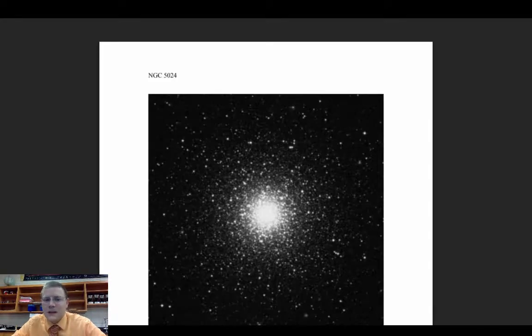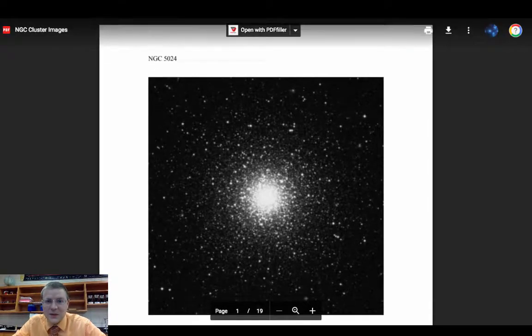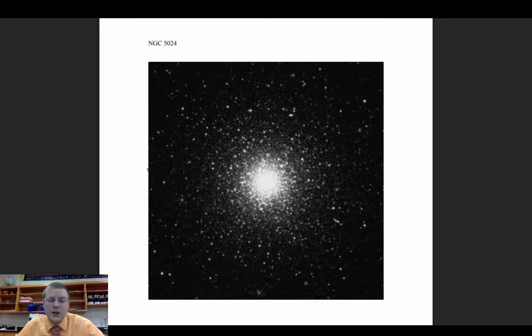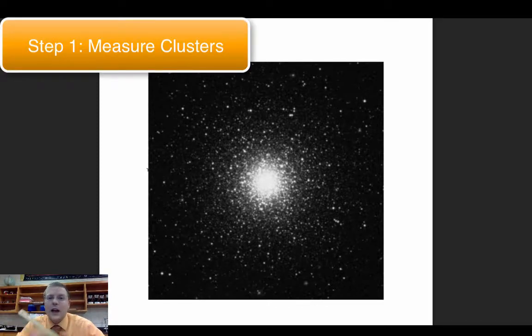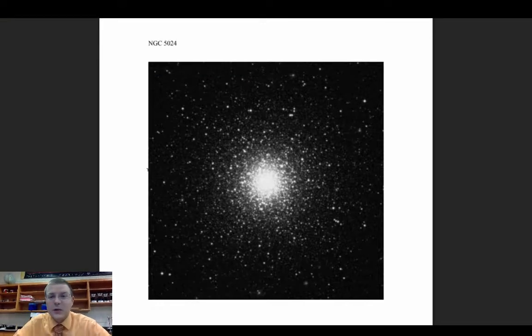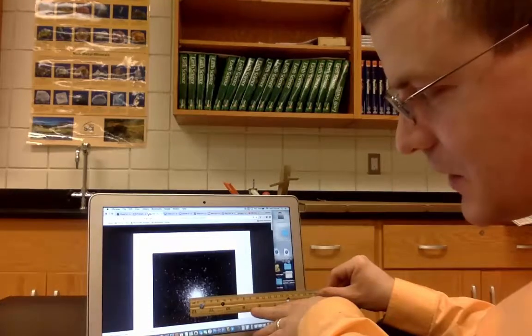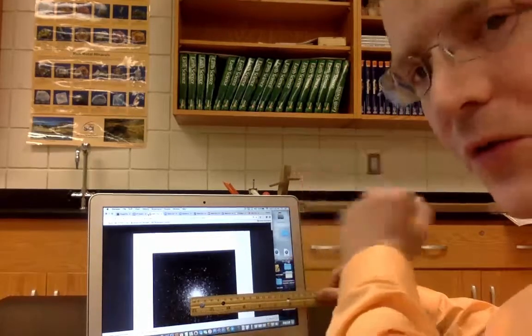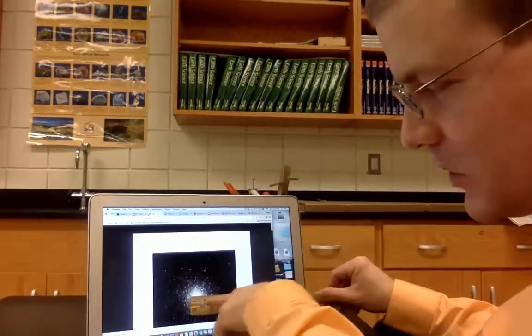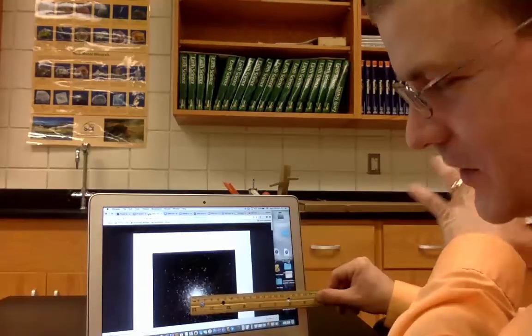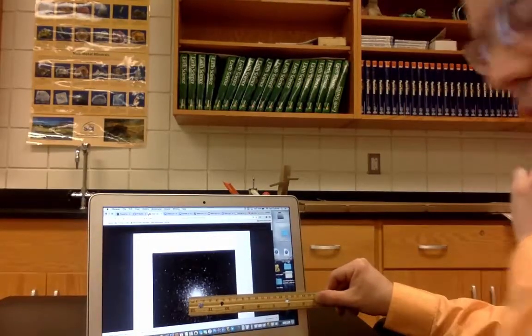What I need you to do is open the images like this. There are 19 images of globular clusters. What I need you to do is take out a ruler and actually measure this cluster. You can do it right on your computer. You can take the ruler, measure straight across the cluster. Make sure you try to be uniform every single time. But if I measure across the cluster, it looks like the cluster, the densest part is around 2 centimeters wide.